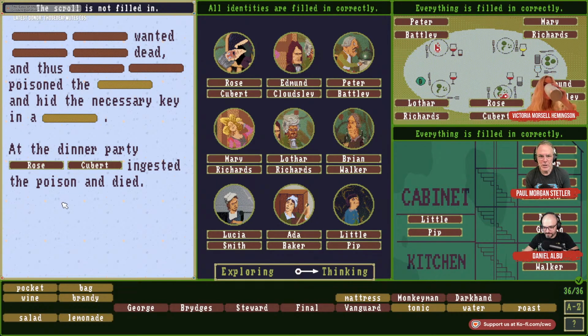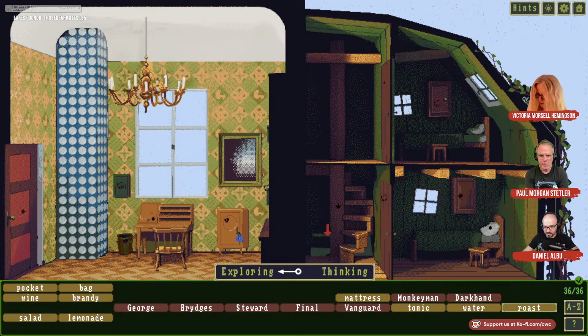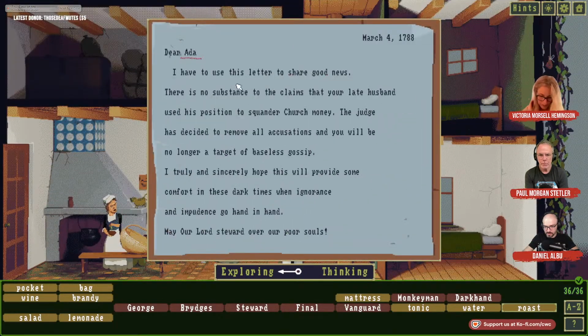Awesome. So who wanted who dead? I think it's the poison. I think it's the meat, the roast. I'd say poison the roast, and hid the necessary key in a blah. Wasn't it the roast? Do we have the roast? Yeah, right there. Did any of the servants get a note from Rose? Take the fourth one from every row. It has to be a big clue. So that's the clue. We already solved this.